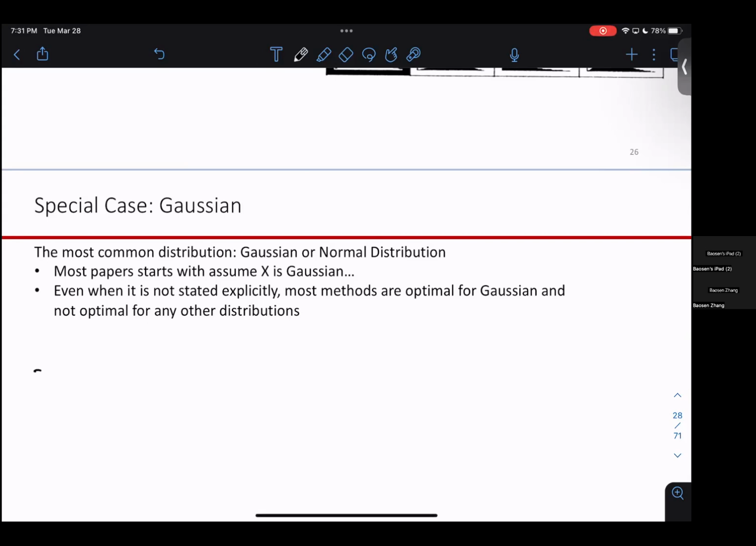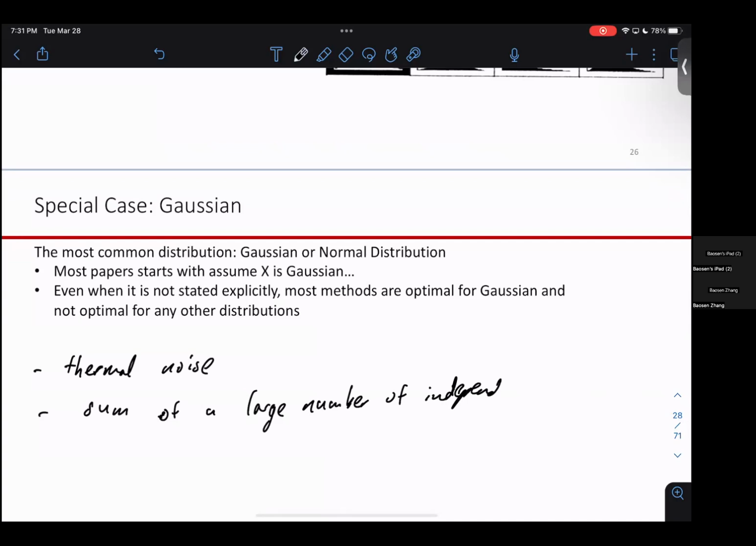Gaussian does show up in some physical processes. For example, thermal noise is Gaussian. Another very important case is the sum of a large number of things. If you sum up many things together, you tend to get a Gaussian distribution.